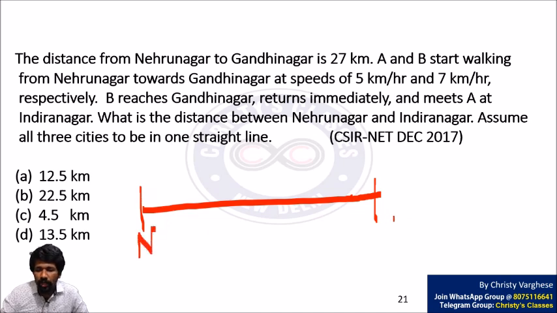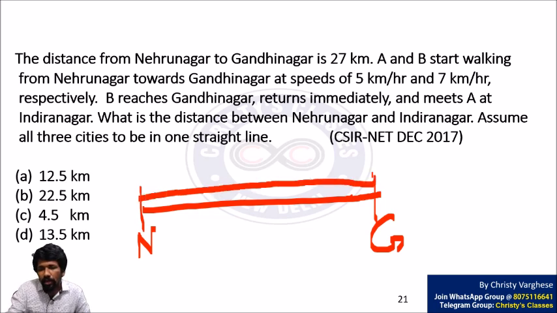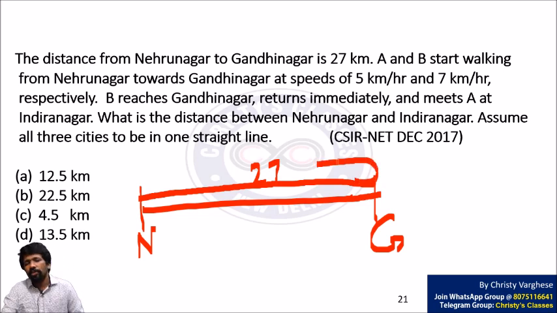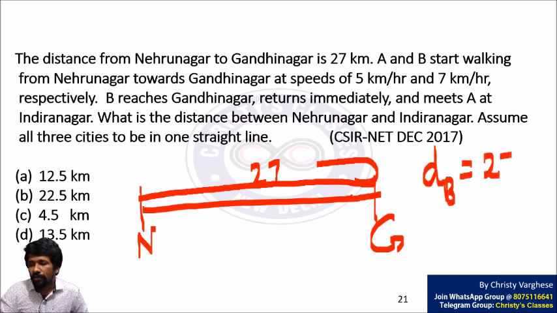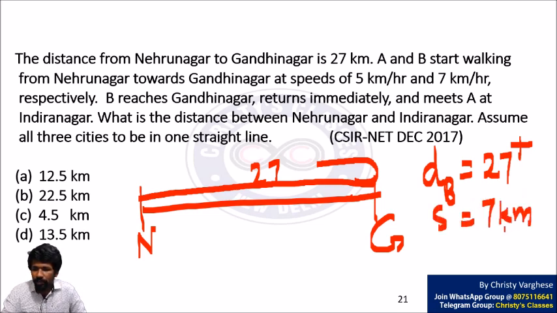So Nehru Nagar, Gandhi Nagar. B is travelling from Nehru Nagar to Gandhi Nagar, which means 27 km is already completed. Then B is travelling back, how much we don't know. That means we are 100% sure that the distance travelled by B is about 27 km plus. We understood it is more than 27. And the speed of B is 7 km per hour, which means 7 km in 1 hour. Think from that perspective.